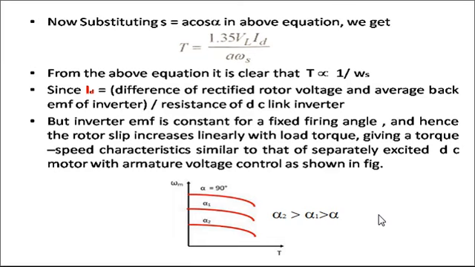So we can see the torque speed characteristics like this, where alpha 2 is greater than alpha 1 greater than alpha. So this type of characteristics can be obtained.